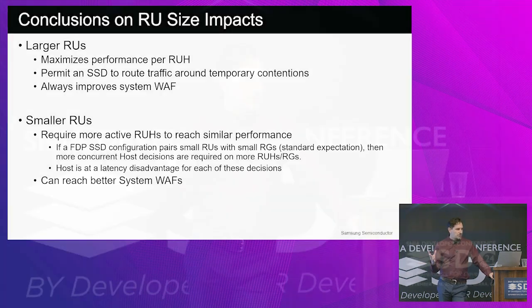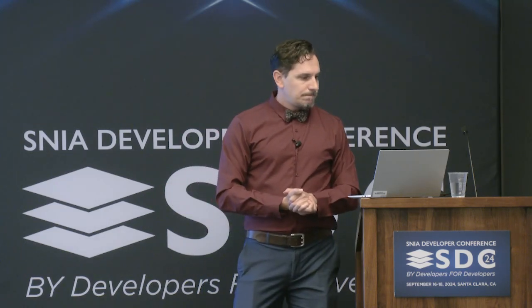With smaller RUs, you'll need more active RUHs in order to reach the same performance out of the drive. So we're back to that RG routing question, right? If you were to try and route your traffic in and you're managing more of them, you need more decisions, more concurrency, all to take care of how to get the best behavior out of your drive. And it does provide the best system write amplification for those small RUs.